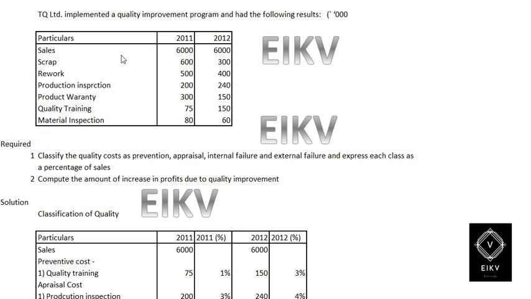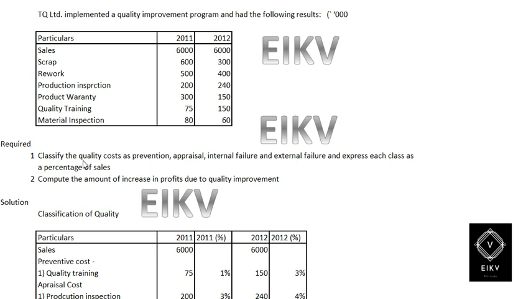Sales of rupees 6,000 each, scrap 600 and 300, rework charges 500 and 400, production inspection 200 and 240, product warranty 300 and 150, quality training charges 75 and 150, material inspection charges 80 and 60.